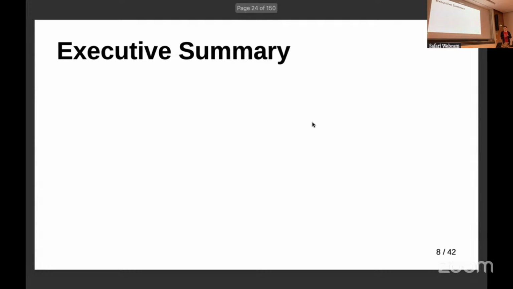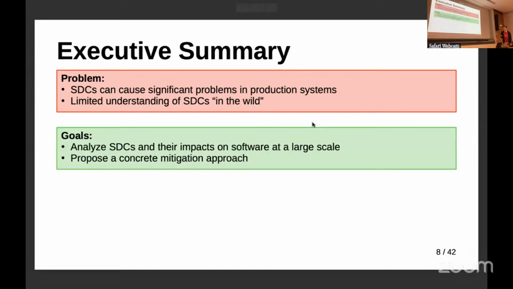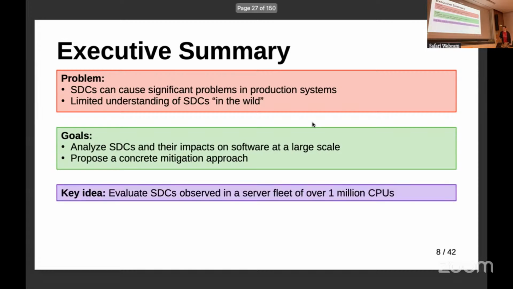Okay. So here's a summary of the actual paper itself. The authors noted that overall, silent data corruptions can cause significant problems in production systems, and there's a limited understanding of how and why they occur in the wild, and what their effects could be on the system as a whole. Their objectives were to analyze silent data corruptions and their effects on software at a very large scale, and at the end to propose a concrete approach to help mitigate or at least reduce the overhead of attempting to test for silent data corruptions.